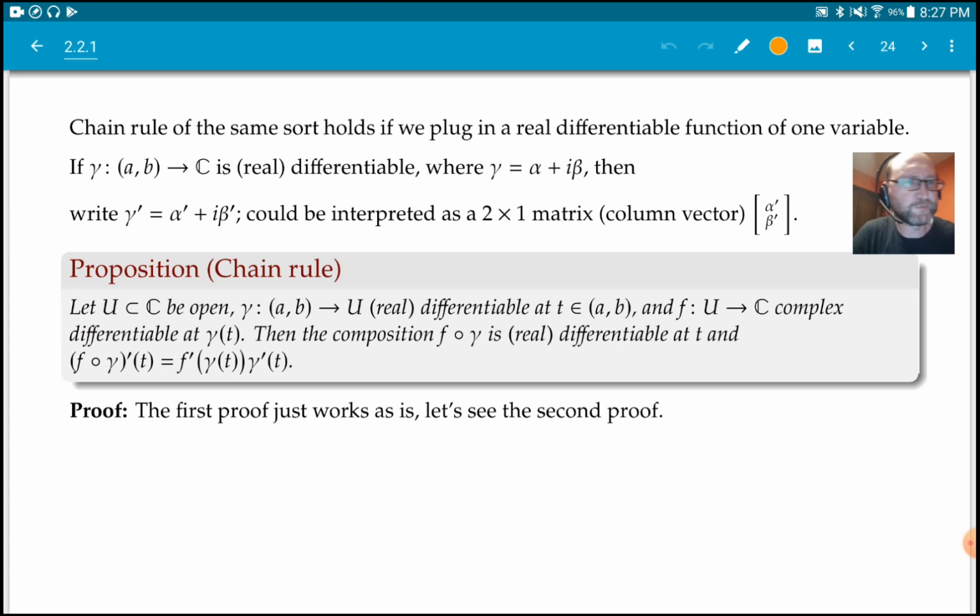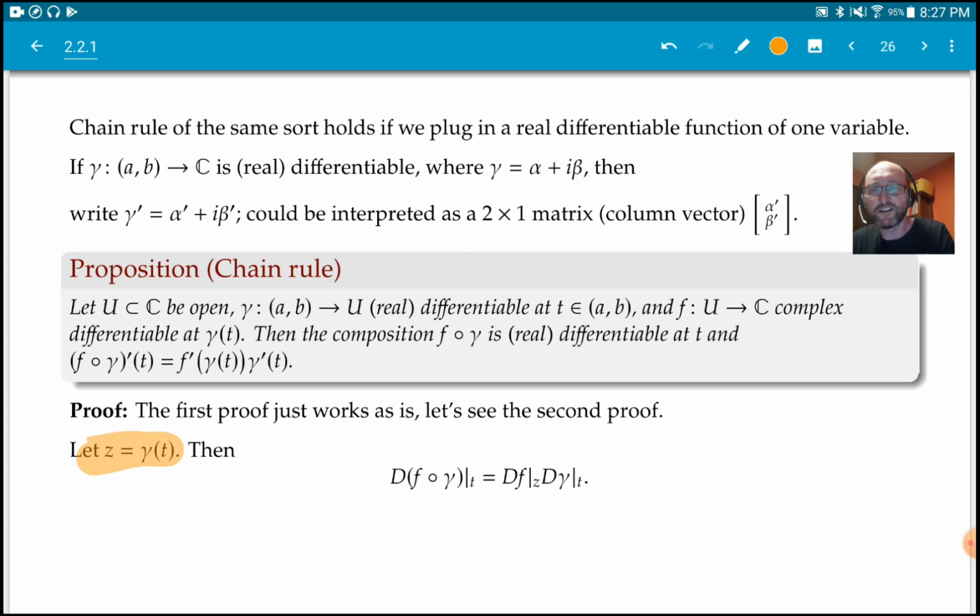So the first proof you just follow in the same way. It's essentially exactly the same. You just don't think of one of the variables as being complex. Now the second proof is maybe slightly different, not totally different. It depends on how you write it, what notation you use. Let's call gamma of t, Z, just so that I don't have to keep writing gamma of t. Then the real chain rule gives us this, just like before.